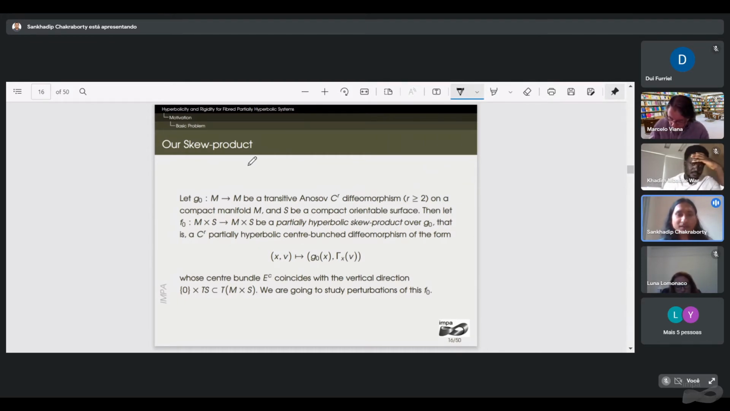Then from G0 we define a map F0 from M cross S to M cross S in a way such that it is of this form. So if we fix the base point, which is x, then the action on the leaf, which is the second part, v goes to lambda_x, gamma_x(v). This depends on the point chosen on the base. That is the definition. And the center bundle coincides with the vertical direction. And we are going to study perturbations of this F0.